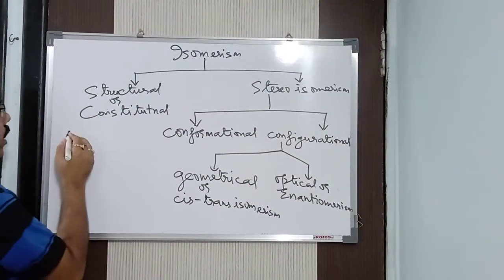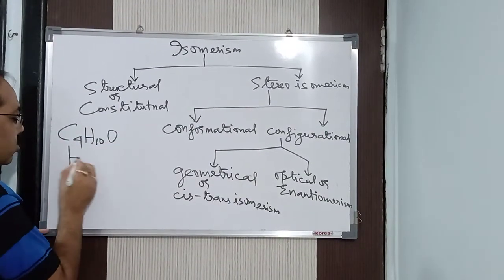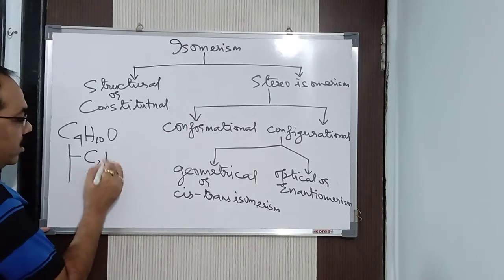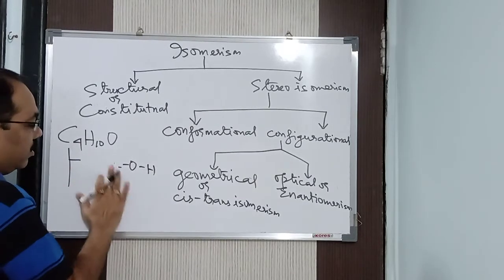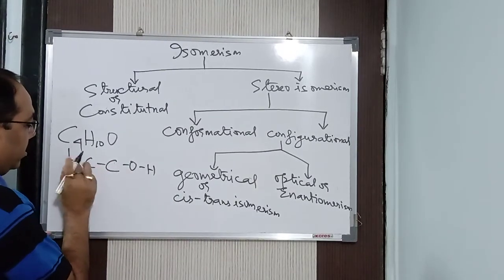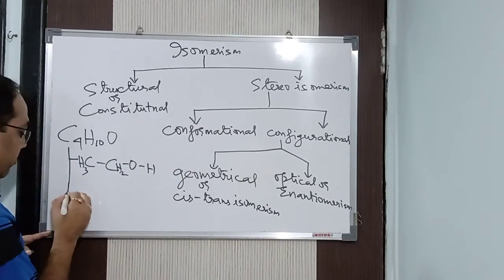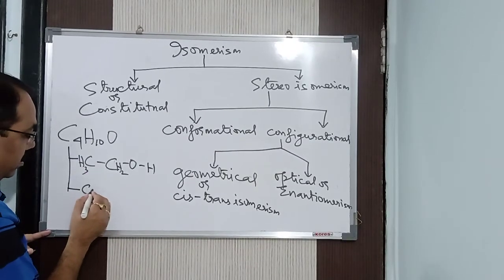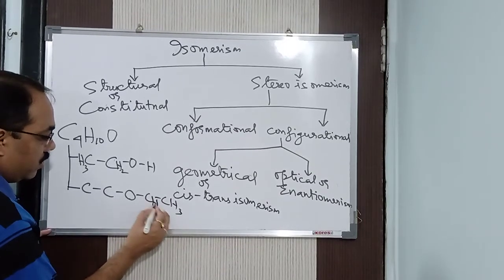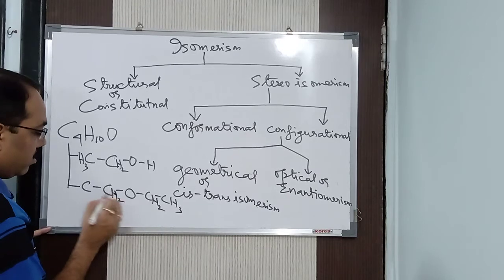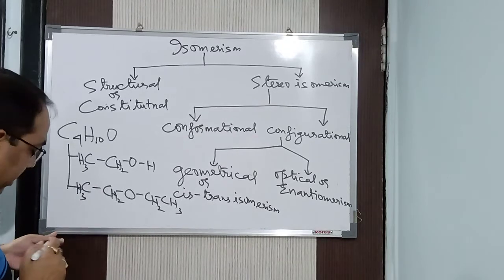For example, you have studied this in the regular classes: C4H10O. It shows functional isomerism, that is C2H5OH. Let me simplify it: CH3, CH2, and OH. We can also write it as C, C, then O, then C, C. So here it is CH3, CH2, O, CH2, CH3. Now see the meaning of the word connectivity.